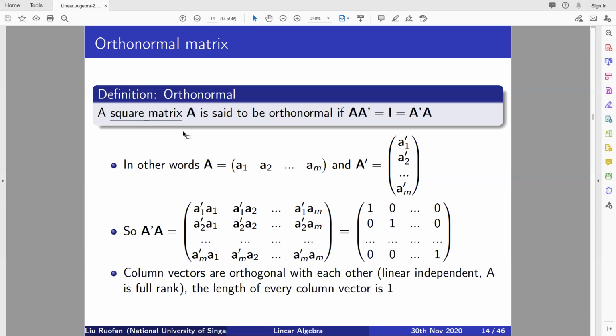If we expand A in its column vector form, we will find that A transpose A is just this bigger matrix. If this big matrix is equal to identity, that means all its elements are the same as identity, and all the diagonal values are 1, and off-diagonal values are 0. So, in other words, the column vectors of A are orthogonal with each other. So they are linearly independent, and A is a full rank matrix. The length of every column vector is 1.